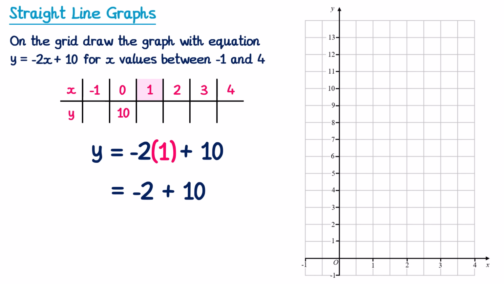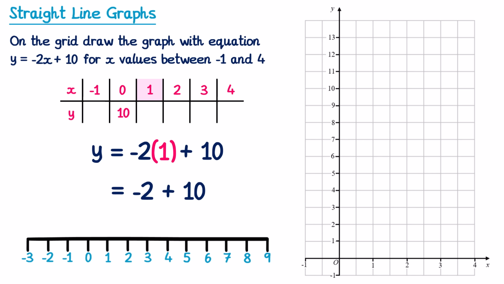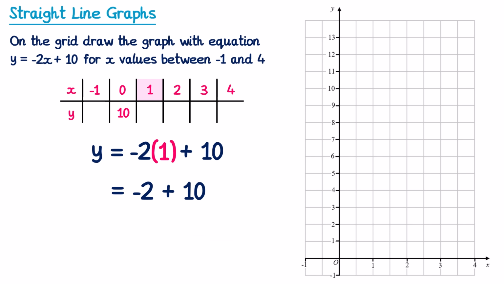If you struggle with questions like this with negative numbers, then I'd recommend using a number line. To do negative 2 plus 10, we start at negative 2 and go 10 places to the right. So 3, 4, 5, 6, 7, 8, 9, 10. Since we end up at 8, negative 2 plus 10 must be 8. So if x is 1, y will be 8.